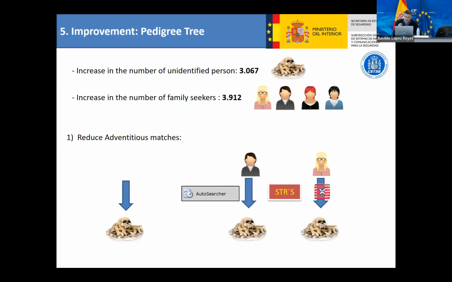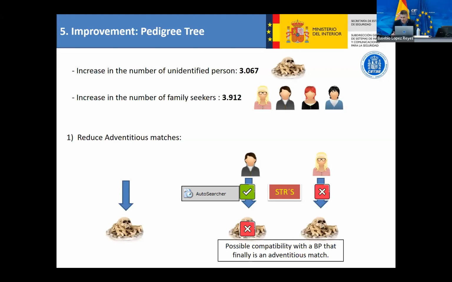The search is therefore less efficient and generates long analysis times based on the metadata studies to determine the real compatibility. It is very common to find that one of the relatives trying to find an unidentified person is compatible, but not the other, because CODIS doesn't take into account that the two relatives are from the same family tree, the same pedigree tree. This gives a lot of adventitious matches that require a lot of time to determine if finally this unidentified human remains is compatible with this person or not.